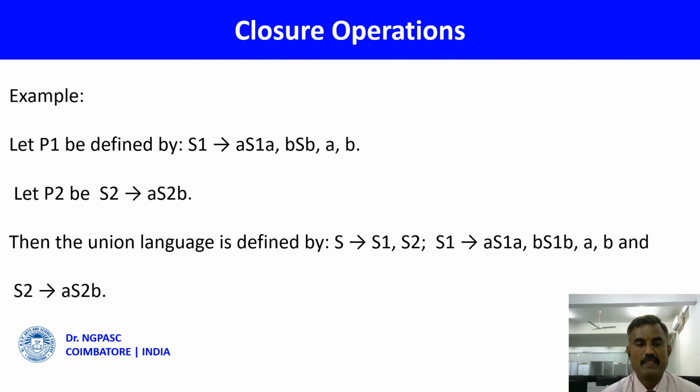For example, let P1 be defined by this production rule and P2 by this production rule. Then P1 union P2 means we can add the two production rules: S tends to S1 and S tends to S2.